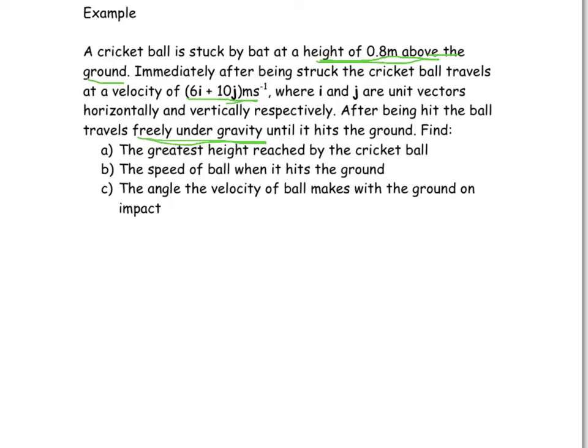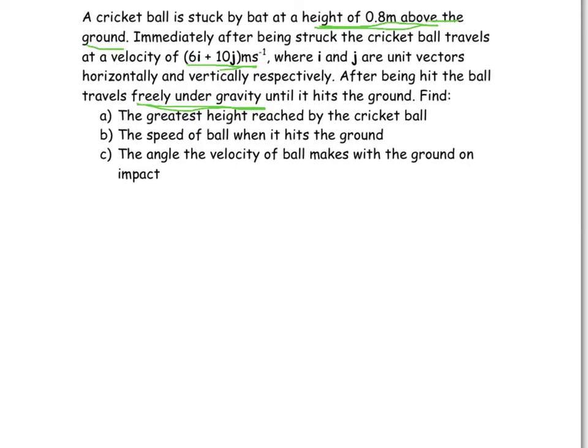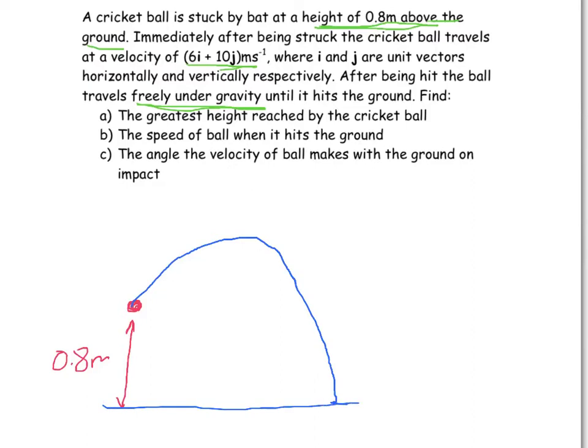So, now we've got a few bits of supporting information, we need to construct ourselves a diagram. So we've got our particle, and we know it starts off from a height of 0.8 metres above the ground. And once it's been hit by the cricket bat, it travels upwards, and it's going to come downwards, hitting the ground over here. So here's our ground. We also know that initially this particle, or the cricket ball, has got a velocity of 6i plus 10j.